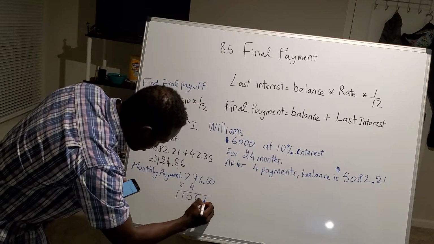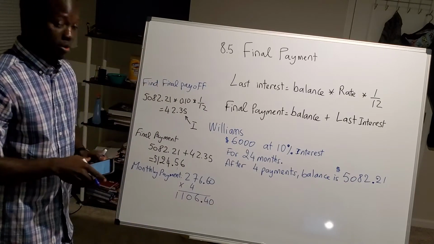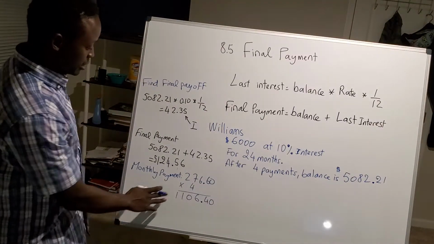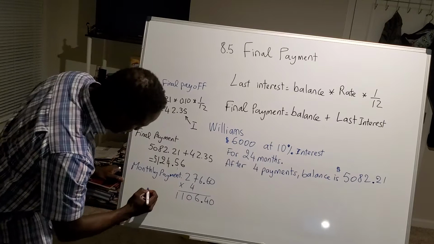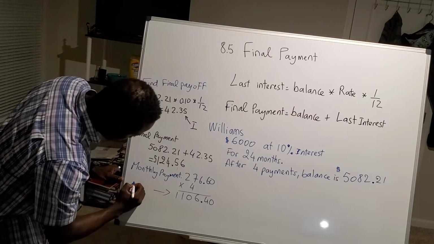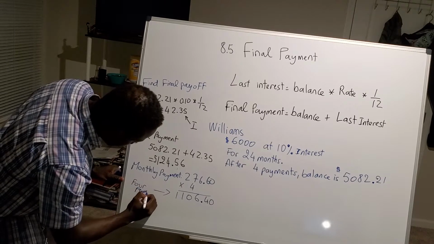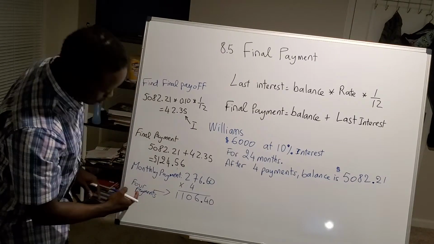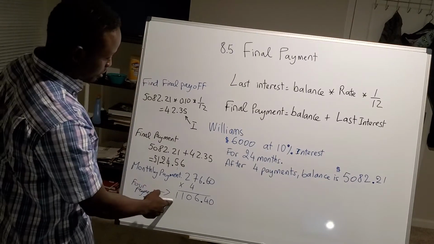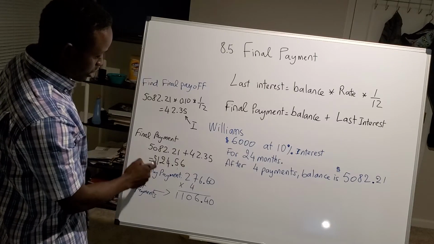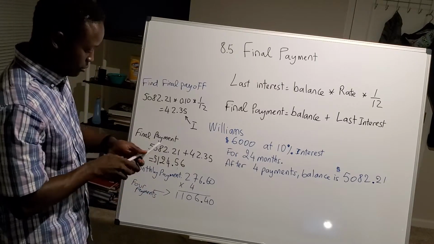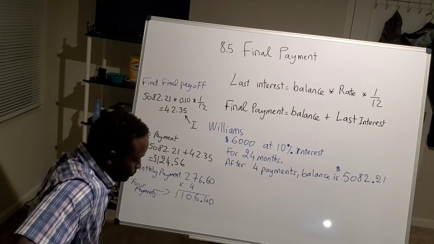$1,106.40. Okay, around 1,106.40. Now this is the first 4 payments, right? This is 4 payments, and this is my payoff. So I have to add it to the payoff to find out my total.